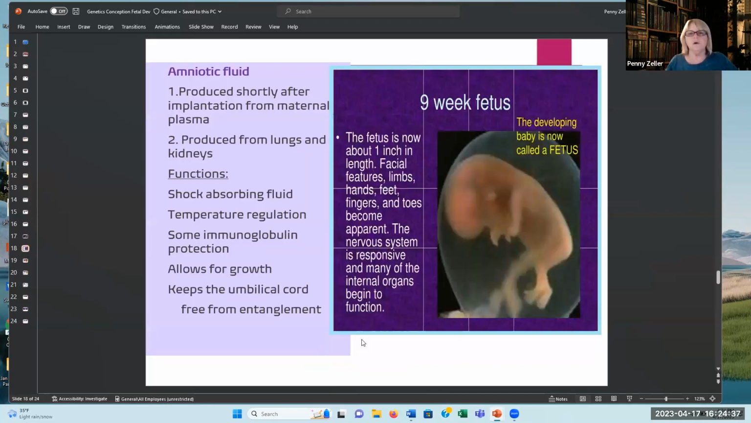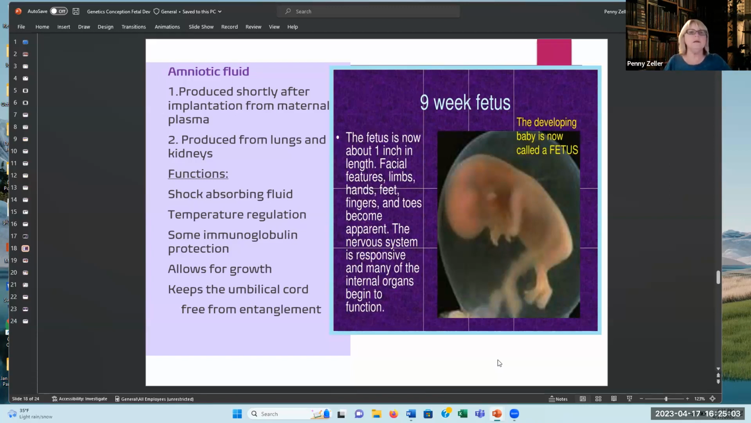Okay, so here's our 9-week fetus, usually about 1 inch long is all. Okay, but you can see arms and legs, the head, the ears, and the eyes. You can't see the eyes, and the mouth and the nose. And you see the umbilical cord here, the feet, the butt. Okay, so let's talk about the structures.